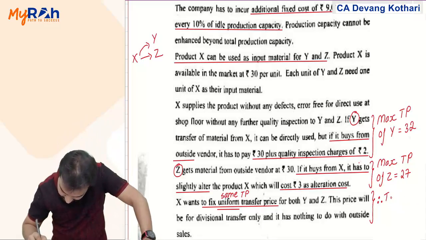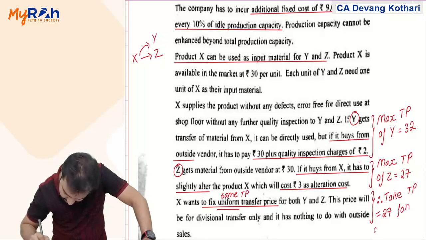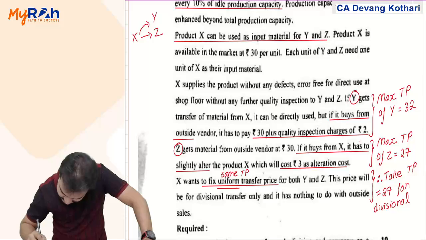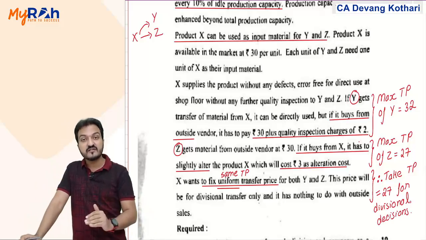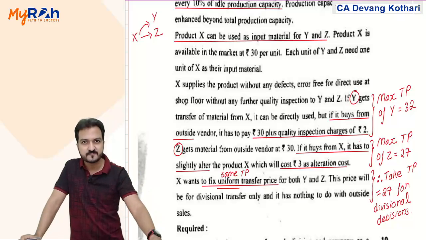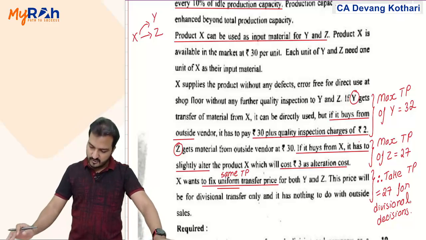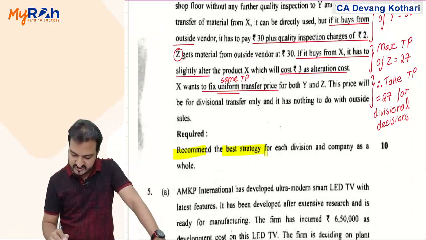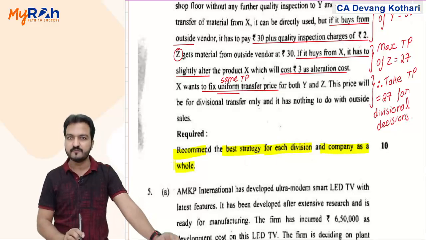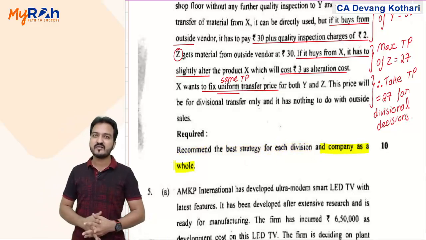Therefore, take transfer price equals 27 for the divisional decisions. For the decisions from the viewpoint of each division, you will consider that the division is getting transfer at 27 rupees. Done? Yes. Okay. Further, required. They are just asking you to recommend the best strategy for each division and the company as a whole. Now, what are the recommendations that they require here?